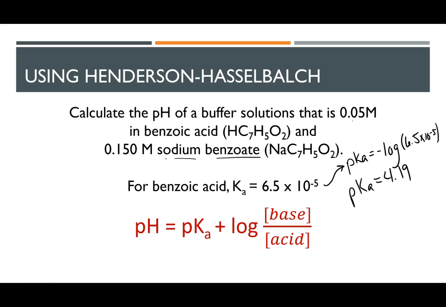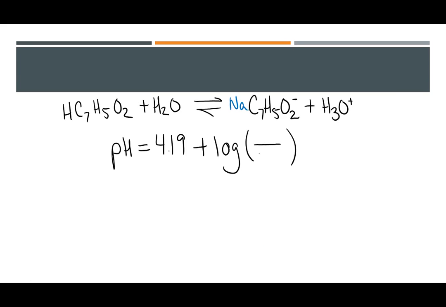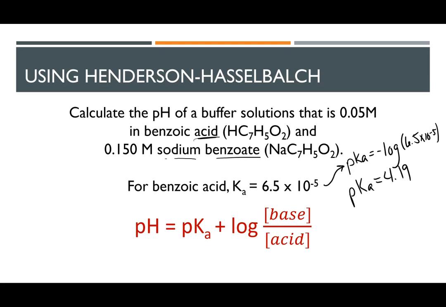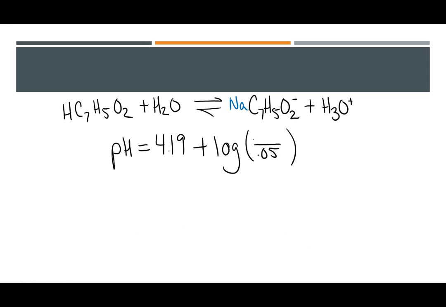Okay. So it tells us that it's 0.05 molar benzoic acid. So that's our indication, and that's the number that goes on the bottom. So acid's on the bottom. And 0.15 sodium benzoate. So now that we wrote our balanced chemical equation, we see that that is the conjugate base. So that's going to be the number that goes on top.